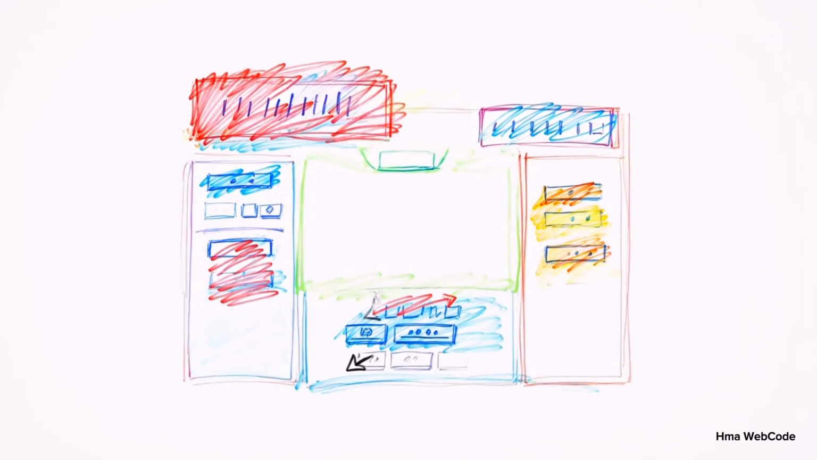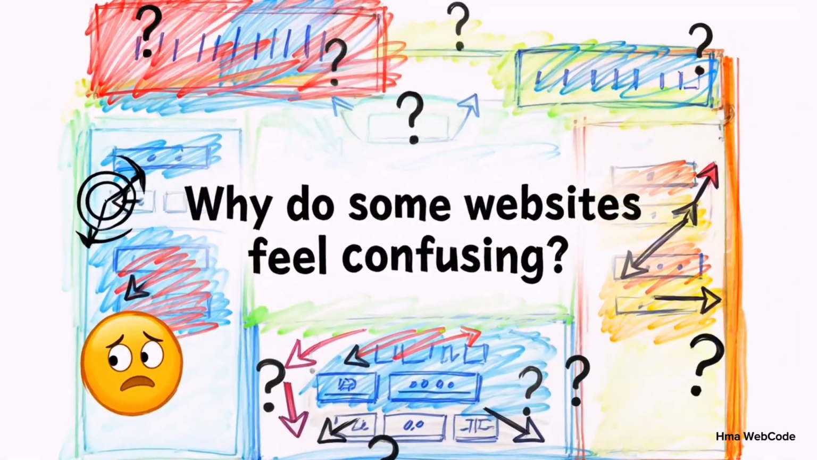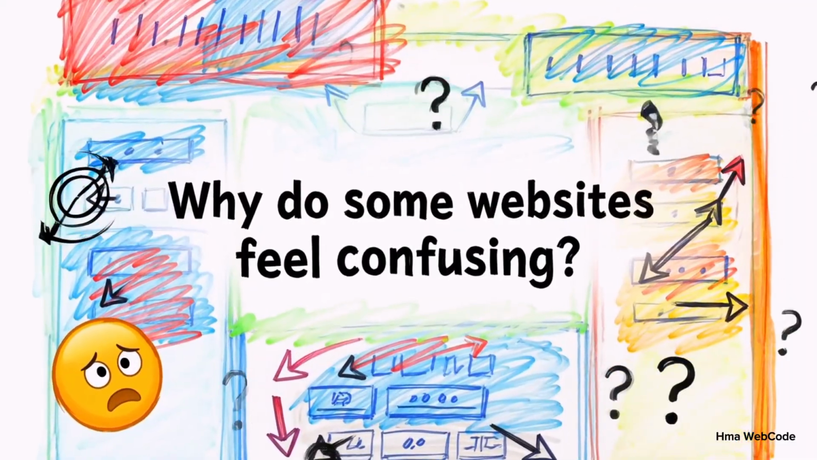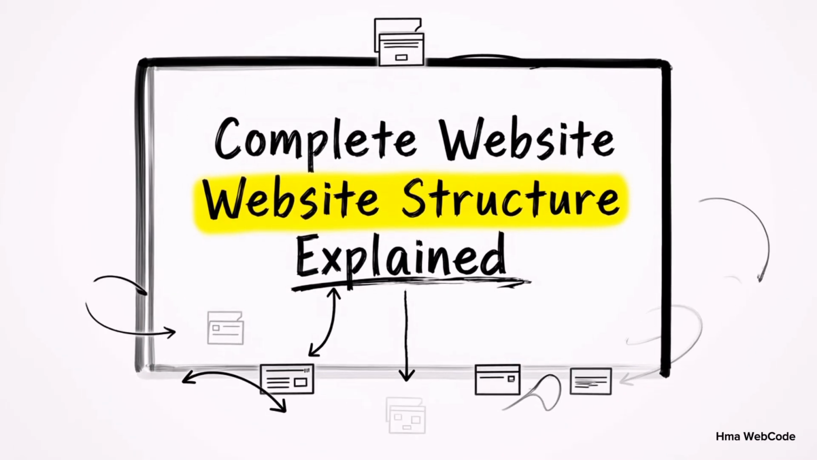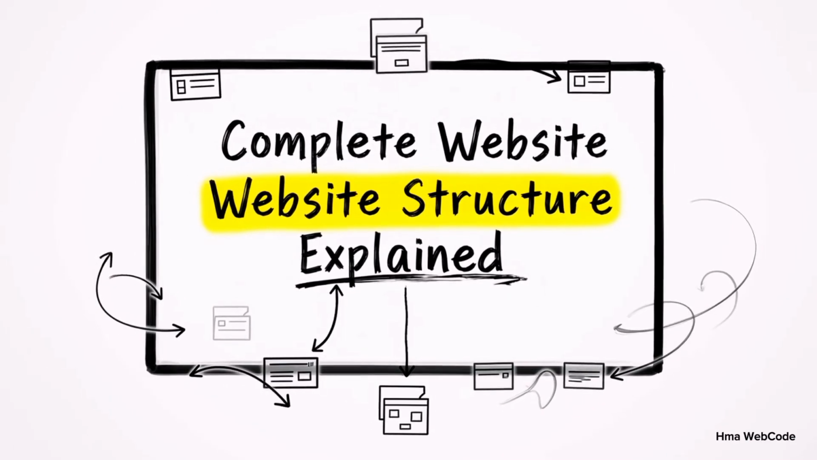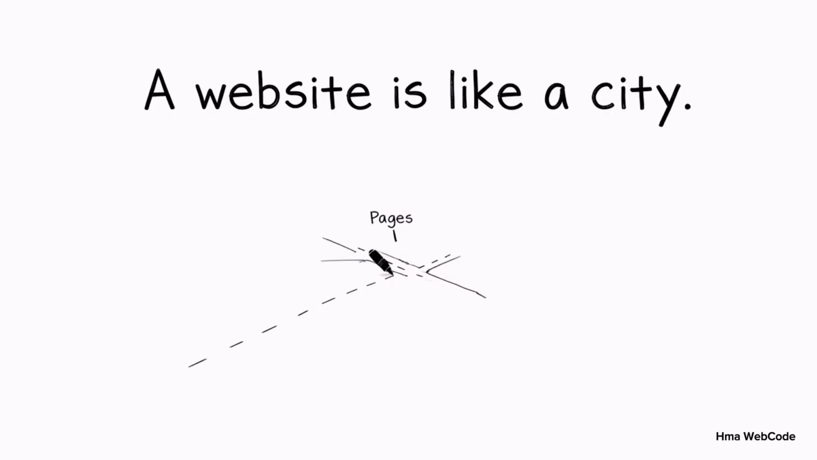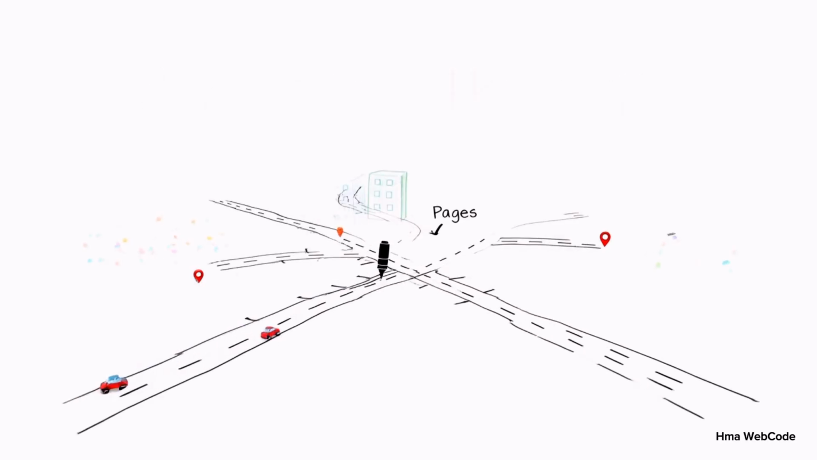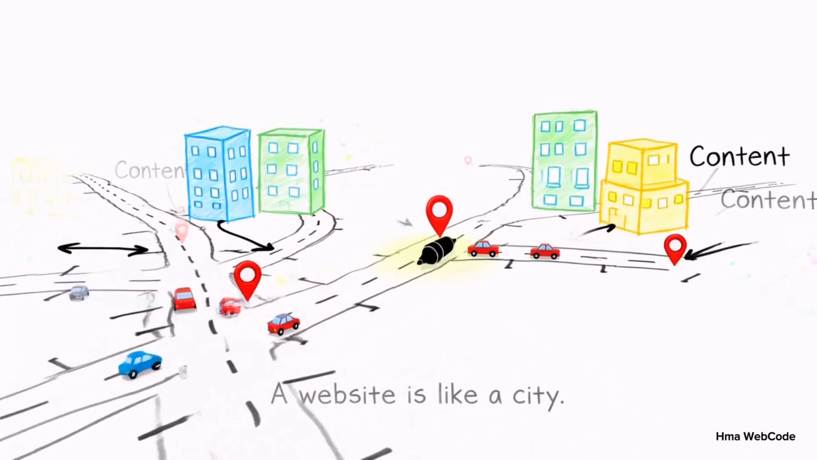Ever opened a website and felt completely lost instantly? Like nothing makes sense, buttons everywhere, no direction, just confusion all around? In this video, you'll learn complete website structure, main parts of a website, and how homepage components work together to guide users clearly. Think of a website like a city, where pages are roads, content is buildings, and everything connects together to help visitors move easily.